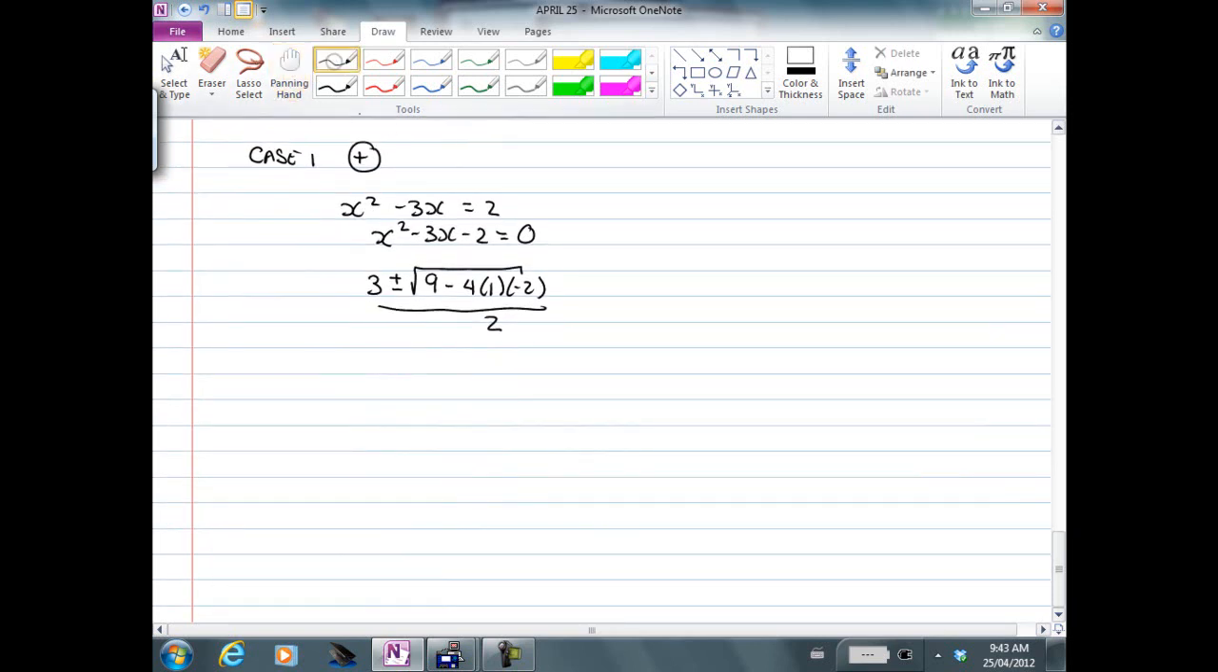Be careful, you have to know the formula by heart. 3 plus minus square root of 17 over 2. That's my first set of answers for x. Okay. I'm not going to check it yet. I'm going to do case 2 next.